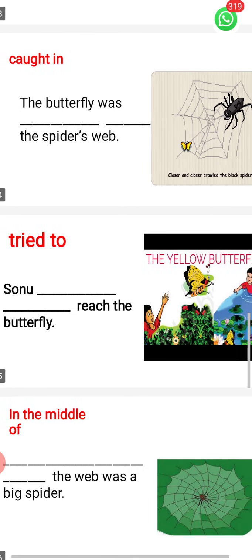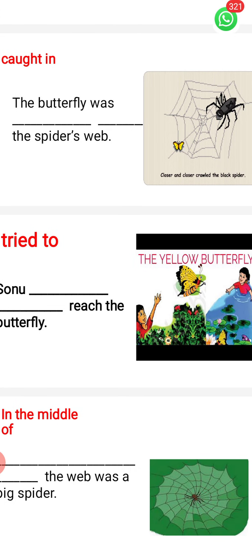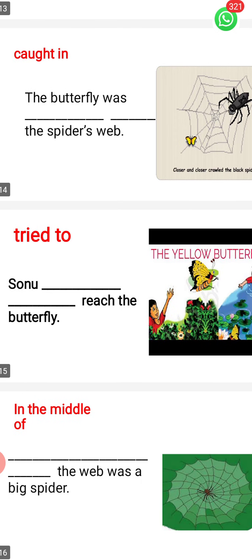Then you can see caught in. The butterfly was caught in the spider's web. When a word is a verb and we add a preposition to it, that is called a phrasal preposition.